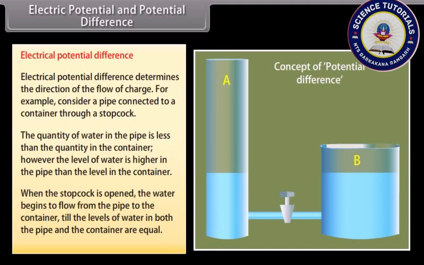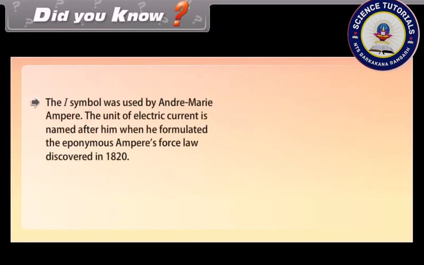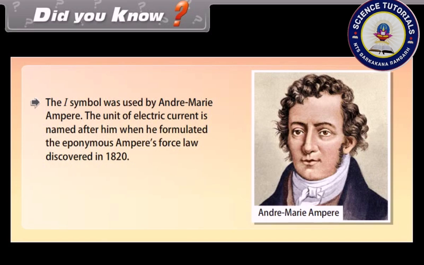This shows that it is not the quantity of water but the level of water which decides the direction of flow of water. It is the potential difference that is responsible for the flow of water. Did you know? The I symbol was used by André Marie Ampère. The unit of electric current is named after him when he formulated the eponymous Ampere's force law discovered in 1820.